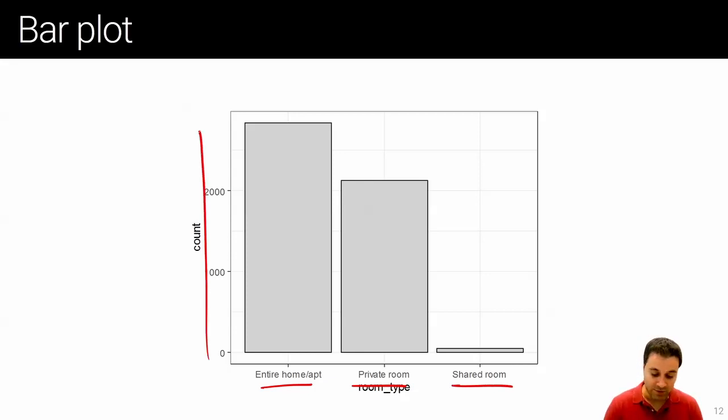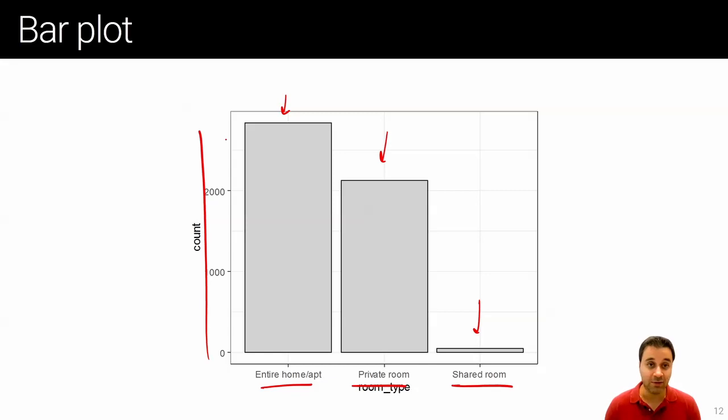And then along the vertical axis, what we have is the number of observations, the count. So again, in this case, we have almost 3,000 entire homes, apartments. Then we have around 2,000 private rooms and about 50 shared rooms. So what we see here visually very clearly is that most of the data is about entire homes or private rooms. There's virtually no shared room in the data.